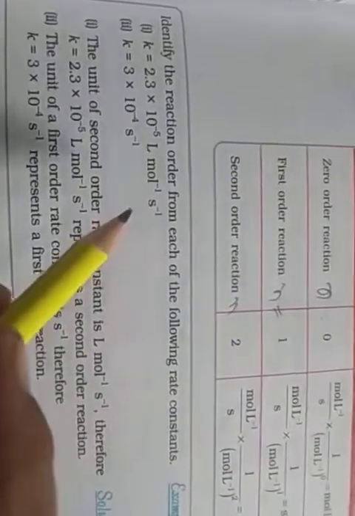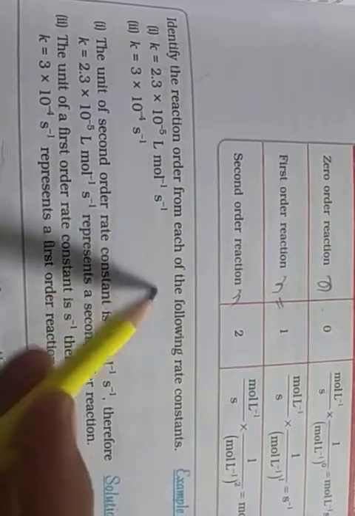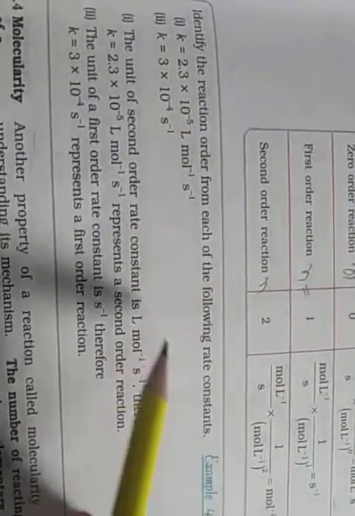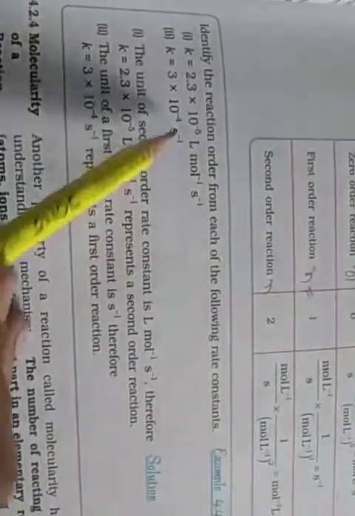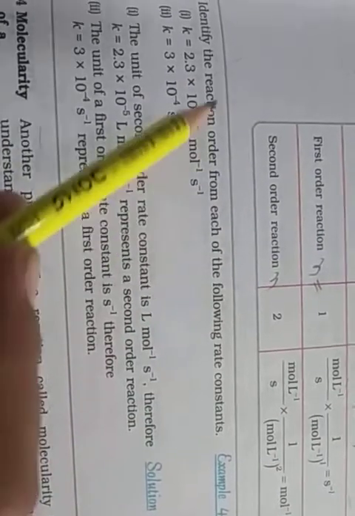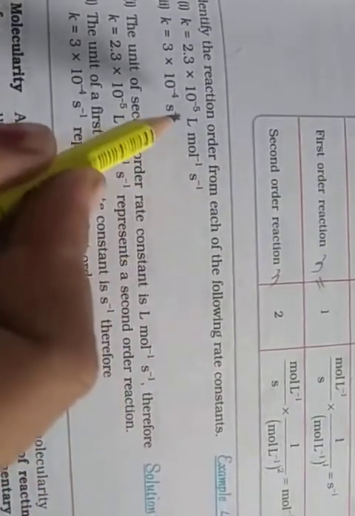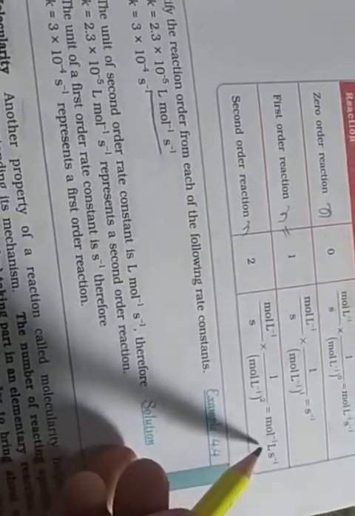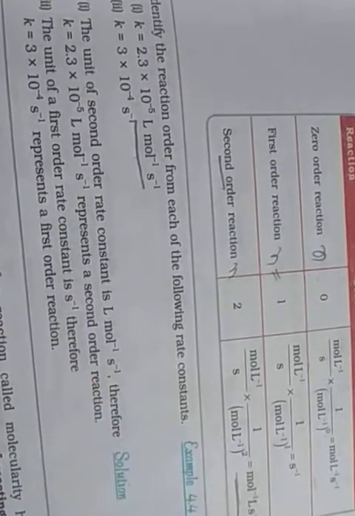Then example 4.4, based on this topic: identify the reaction order from each of the following rate constants. K is equal to 2.3 into 10 to the power minus 5 liter mole inverse second inverse. So identify the reaction order. Here you see, this is liter mole inverse second inverse, which is the unit of the second order rate constant. So this represents a second order reaction.